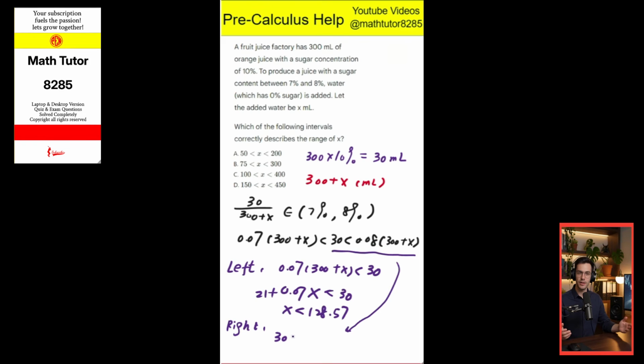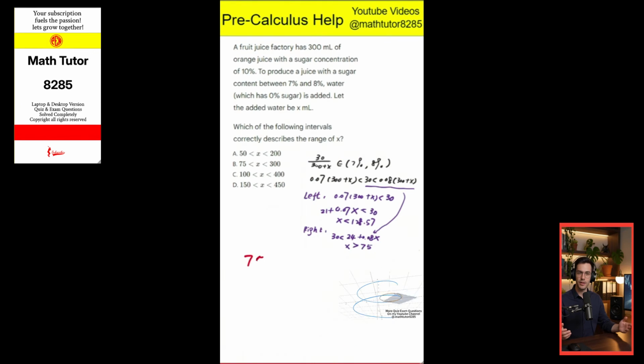This becomes 30 is less than 24 plus 0.08 times x. Subtracting, we get 6 is less than 0.08 times x, which gives x greater than 75. After that, next step, we combine the two results. The allowed range of x is greater than 75 and less than about 129.